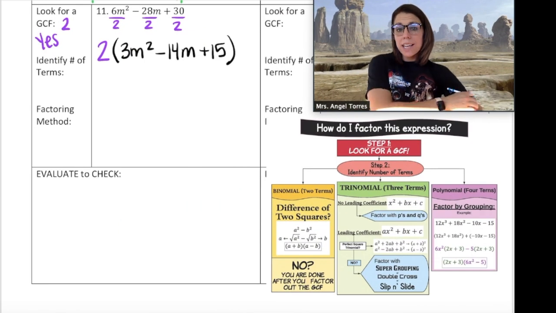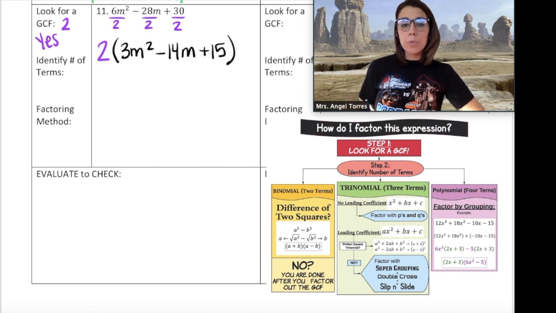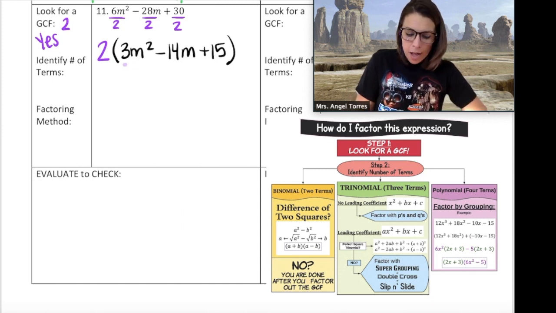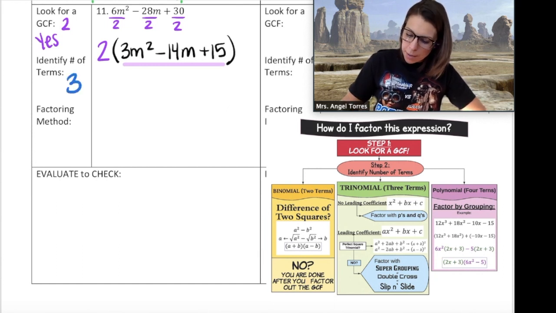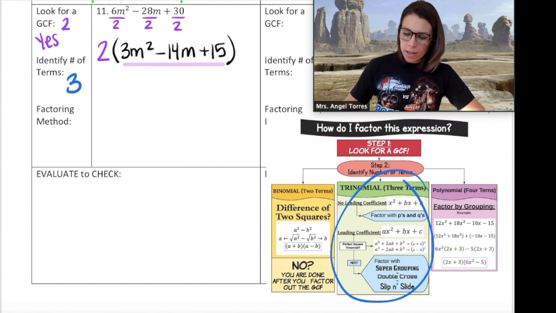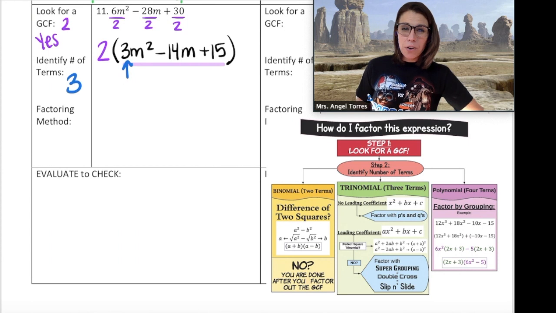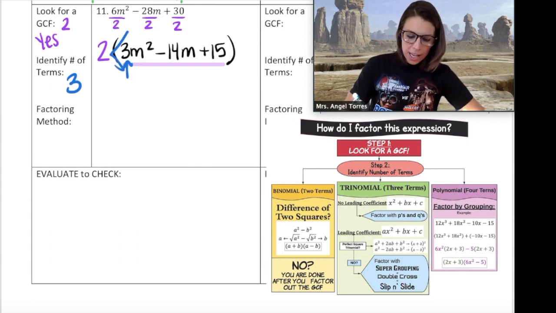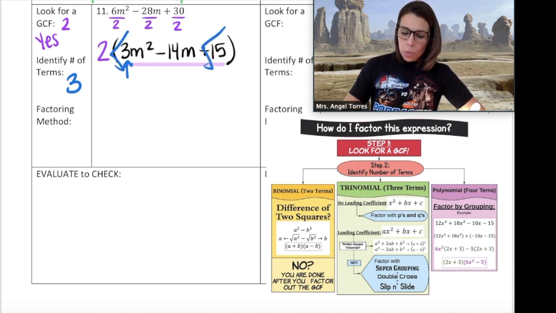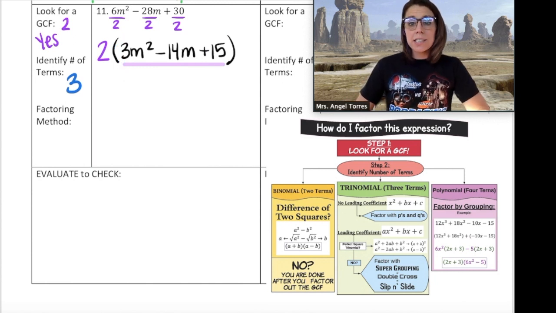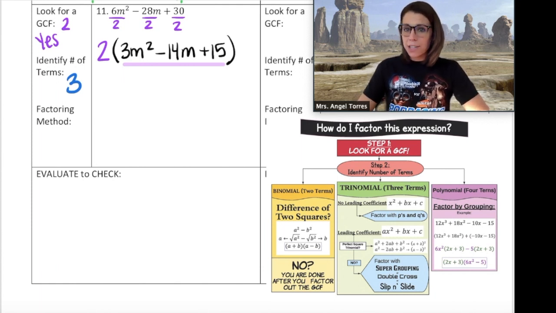Great. Now what's left in parentheses is the trinomial 3m squared minus 14m plus 15. This has 3 terms, which means I'm looking at my green box here. Is there a leading coefficient? Yes. Is it a perfect square? I don't think 3 and 15 are perfect squares, which means just like the last example, it's up to us to choose supergrouping, double cross, or slip and slide. Pick the method of your choice and continue factoring this expression now.